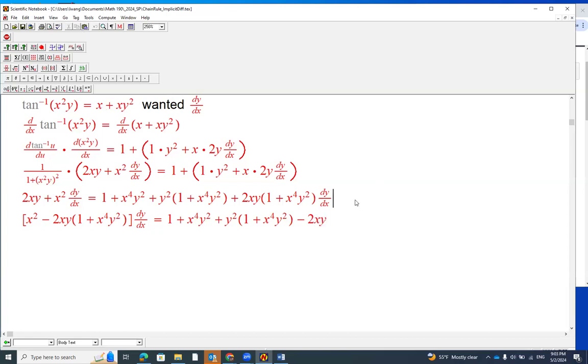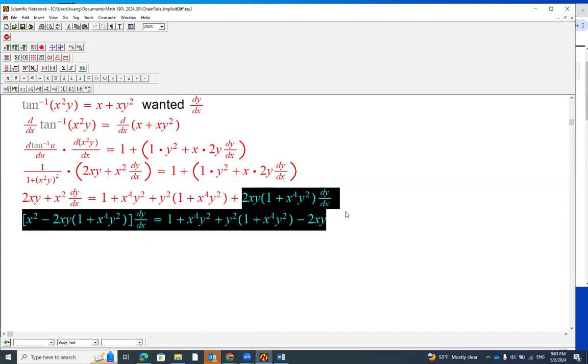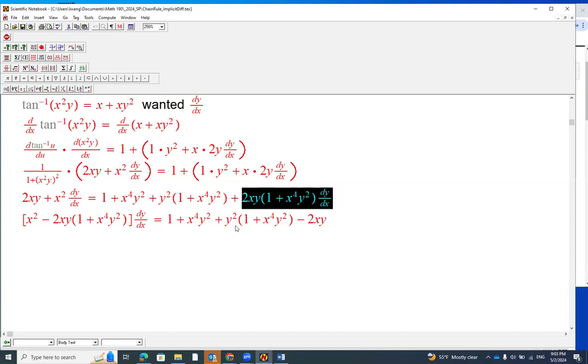So you want to double check on this step. These don't have dy/dx, so they stay on the right-hand side. And this one doesn't have dy/dx, it's moved from the left-hand side to the right-hand side. And this term has dy/dx and moved to the left side.